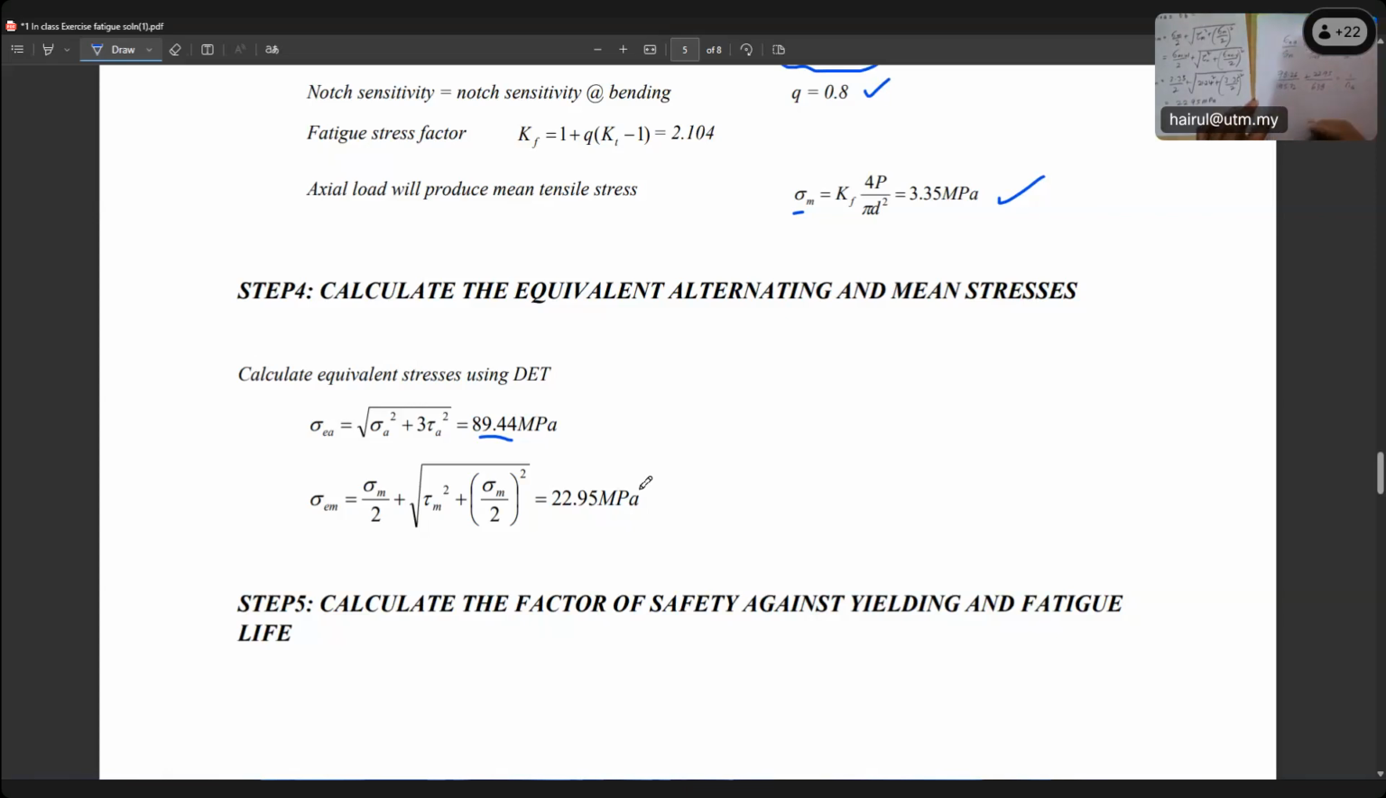So in this case, what is the safety factor? Try to calculate it for me. Can you see my live video? What is this safety factor? Are you watching, class?